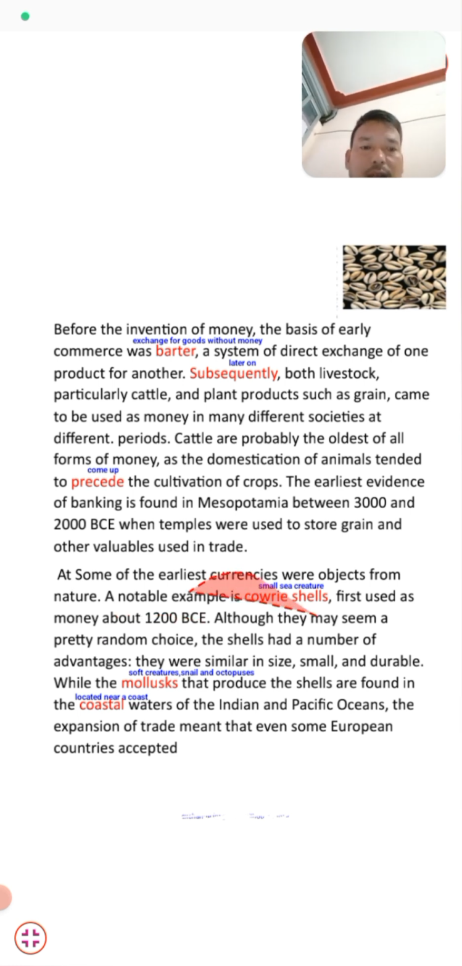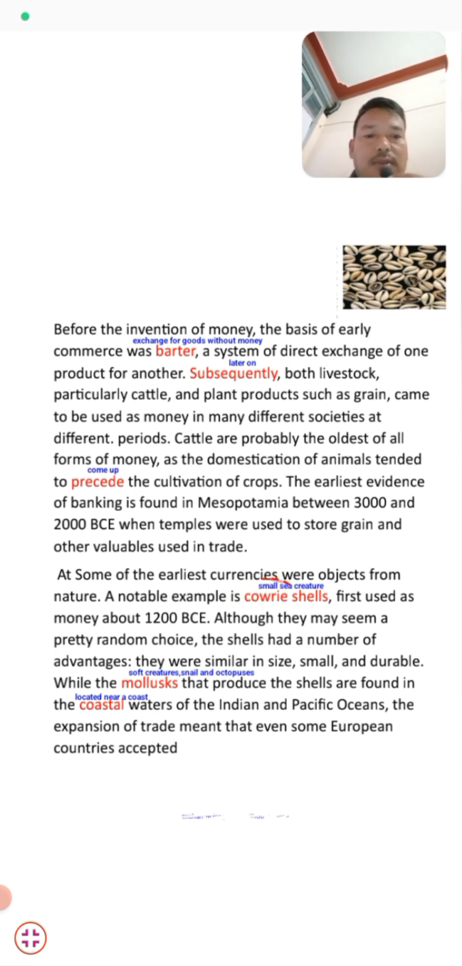This cowrie shell is an example of the first money that people used. Although it may seem a pretty random choice, the shell had a number of advantages. People used it as a means of payment, and it had many advantages.